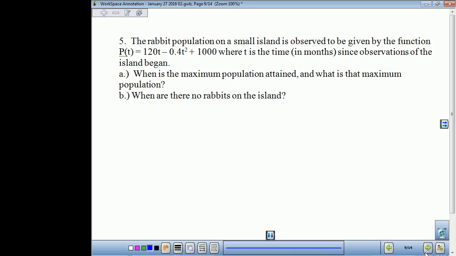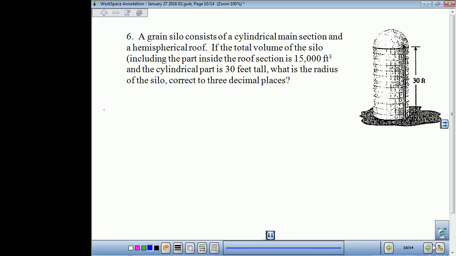All right. I didn't have a chance to do the rabbit problem last period. Let's do the silo, and then if we have a chance, we'll come back to the rabbits. Or we can do it for homework. Yes, please. All right.